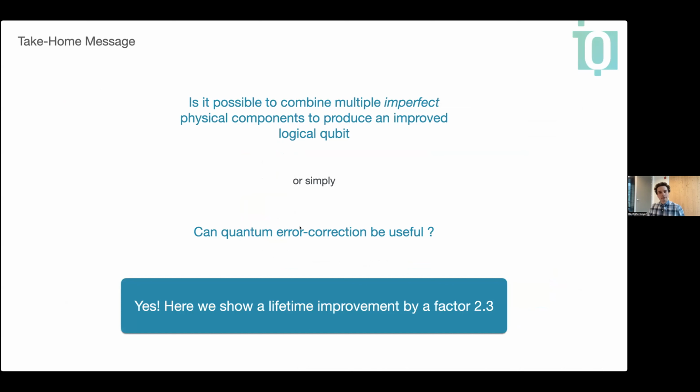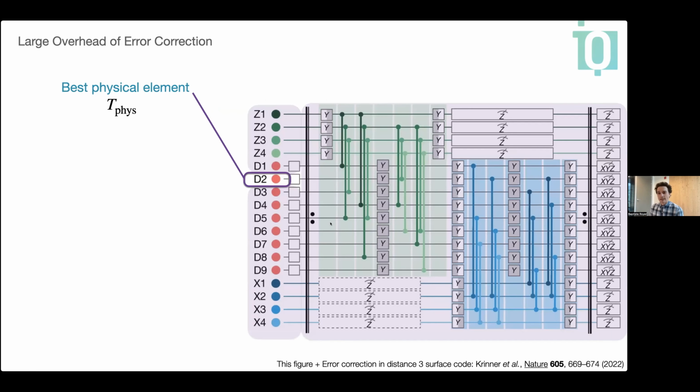And so you can really ask, is it really useful to do all of this? Can you make it useful to have error correction? And here in this work, we think we're the first ones to show really that we can get a lifetime improvement of the logical information by a factor of 2. And so what exactly do we show? Feel free to interrupt me if you have questions during the talk. And so what exactly did we show?